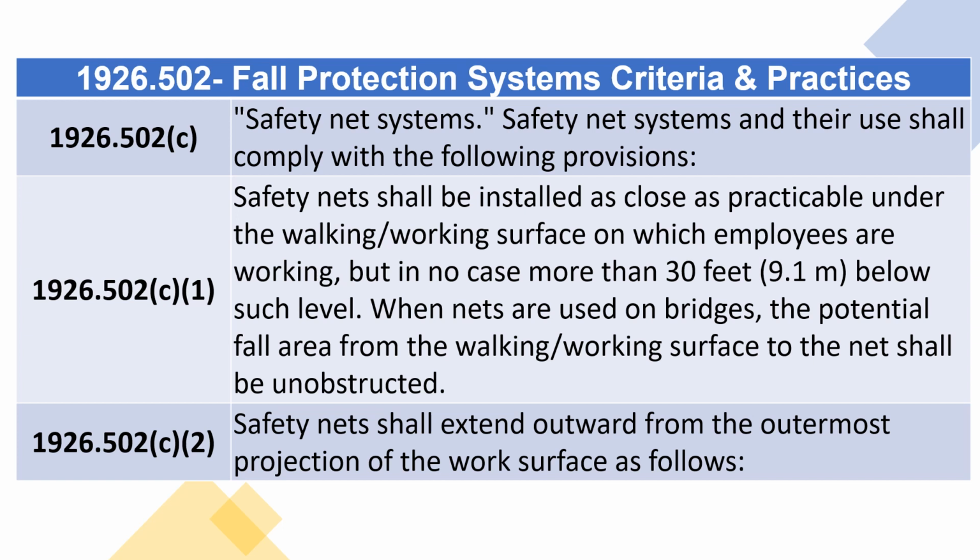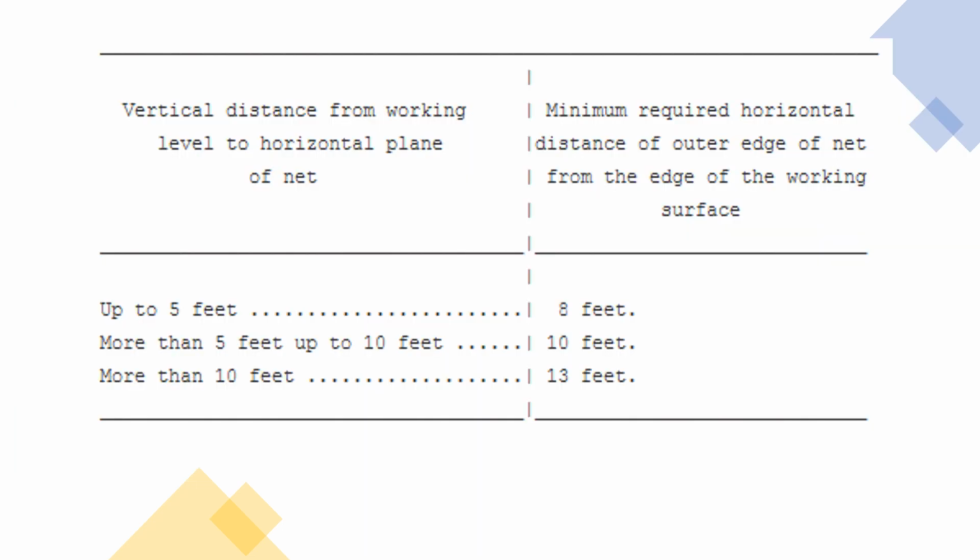1926.502(c)(2). Safety nets shall extend outward from the outermost projection of the work surface as follows. When the vertical distance from working level to horizontal plane of net is up to 5 feet, the minimum required horizontal distance of outer edge of net from the edge of the working surface is 8 feet. When the vertical distance is more than 5 feet up to 10 feet, the minimum required horizontal distance is 10 feet. When the vertical distance is more than 10 feet, the minimum required horizontal distance is 13 feet.